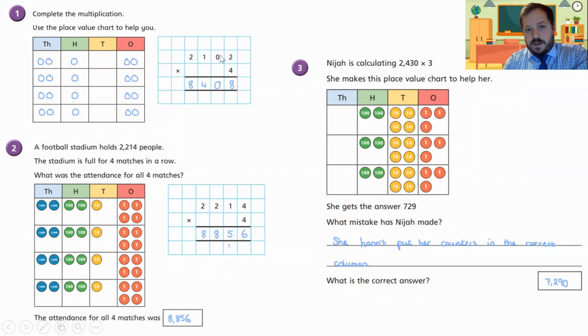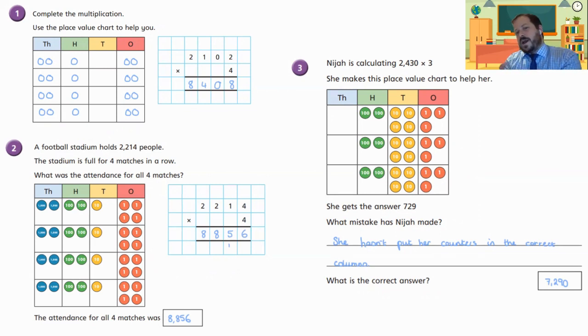Classic error is this part here. A football stadium holds 2,214 people. It's full for 4 matches in a row. What's the attendance for 4 matches? So we can find out that we have to times this by 4. There's our question. We lay it out either this way or using this method, depending on which one you want to. And then we can do, as long as we do our exchange from 1s to 10s, our answer will end up being 8,856.